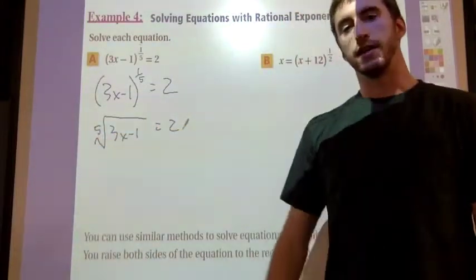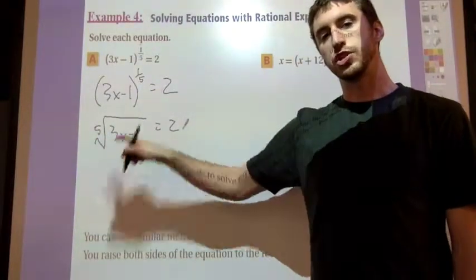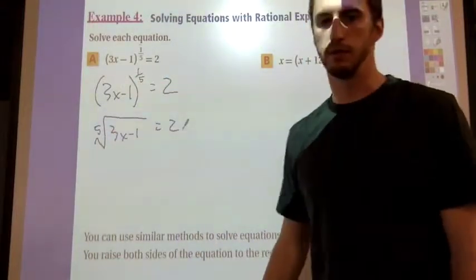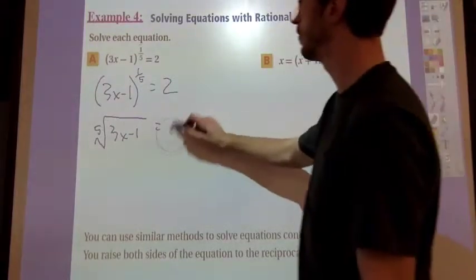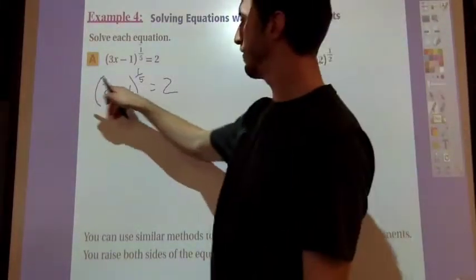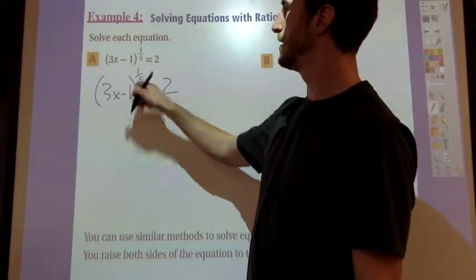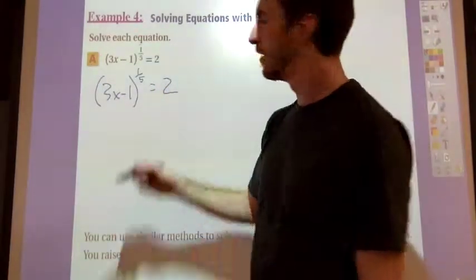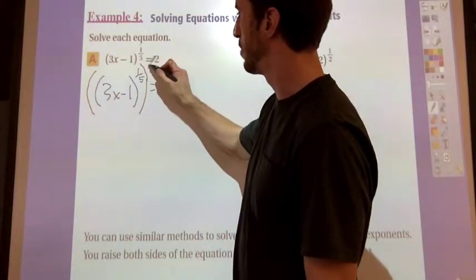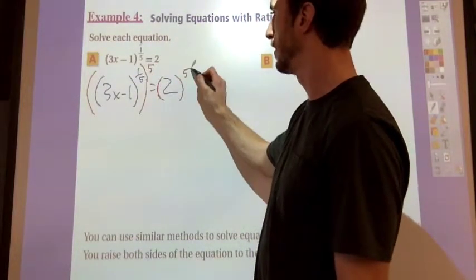And we would know how to get rid of that, right? We would raise each side to the power of 5, and that would get rid of that radical. It's the same thing when you're dealing with rational exponents. And let me show you why. It has to do with the property of exponents. So if we have this equation, 3x minus 1 raised to the 1/5, we can do the same thing that we do if it was a radical, and raise this whole thing to the power of 5. If we do it to that side, we of course have to do it to this side.